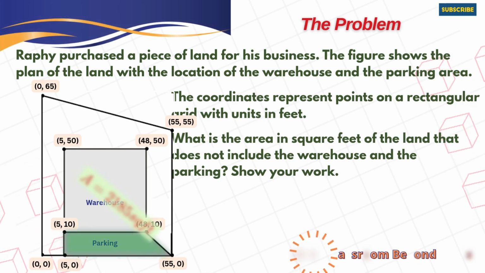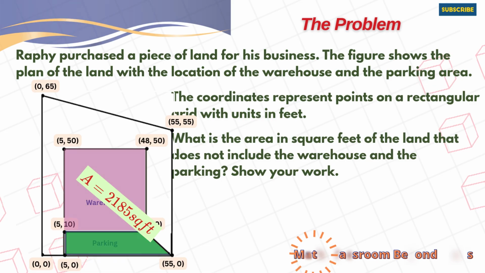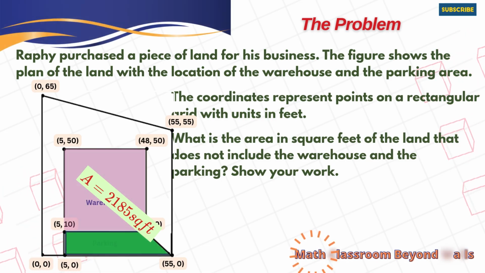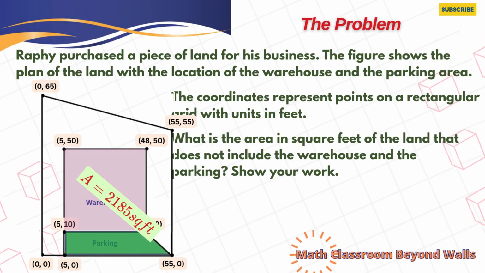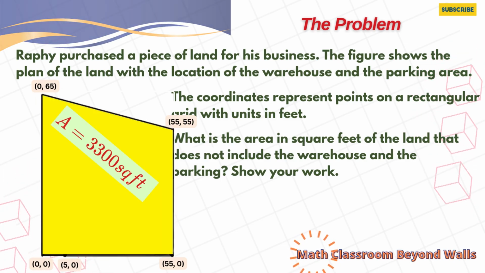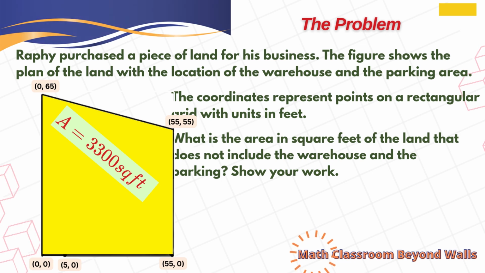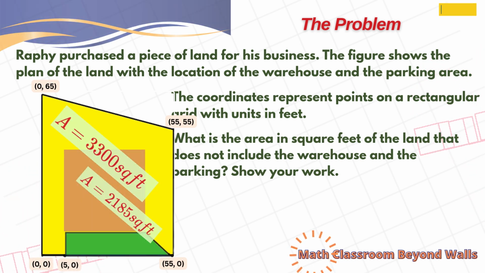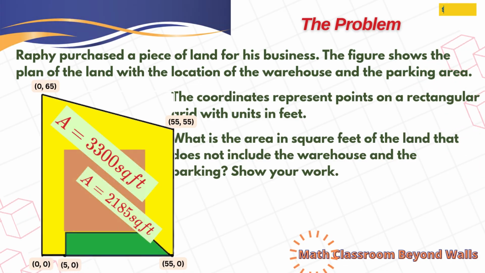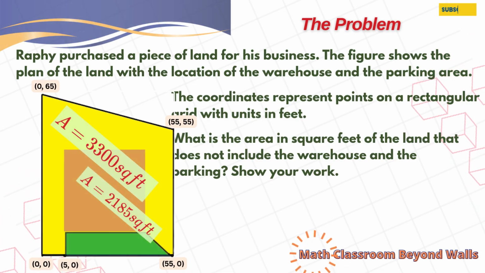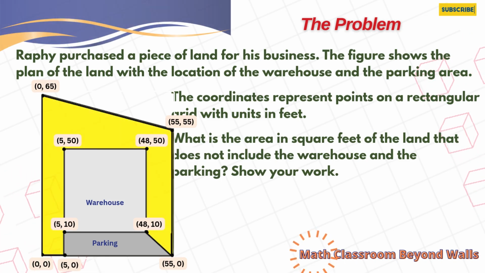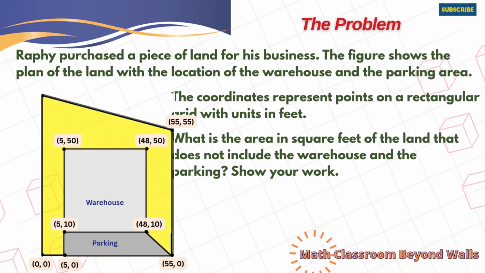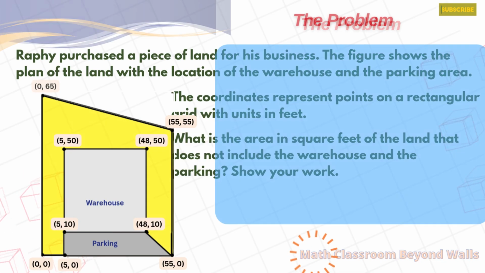Okay, let us recap what we have so far. First, we have the area of the land that will be covered by the warehouse and the parking. And second, we also have now the total area of the piece of land. With those numbers, we can now solve for the area of the vacant space. The space that does not include the warehouse and the parking. That is the space that we're looking for. Do you agree? Okay, so let's do it.